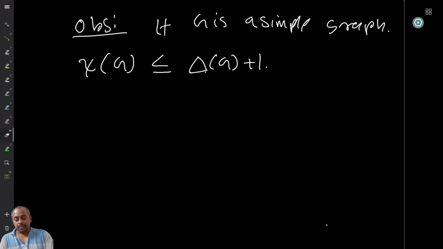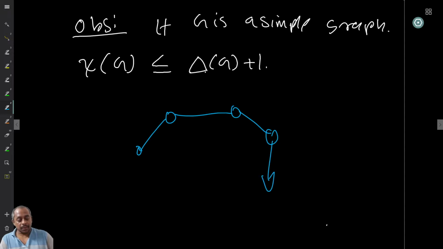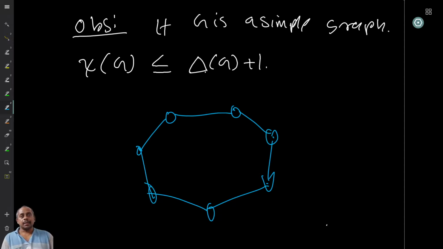The first one is what is called the odd cycles. Odd length cycles are the cycle graphs where the number of vertices is odd: 1, 2, 3, 4, 5, 6, 7. So let us take an odd length cycle. Now the odd length cycle has all the vertices with degree exactly 2, so the maximum degree is also equal to 2.